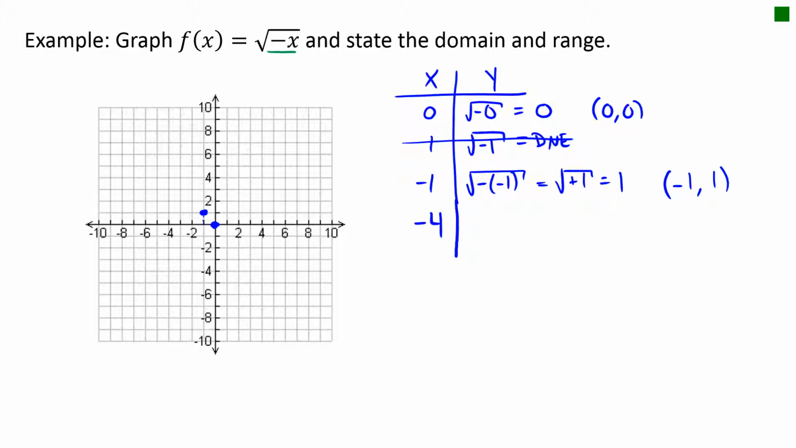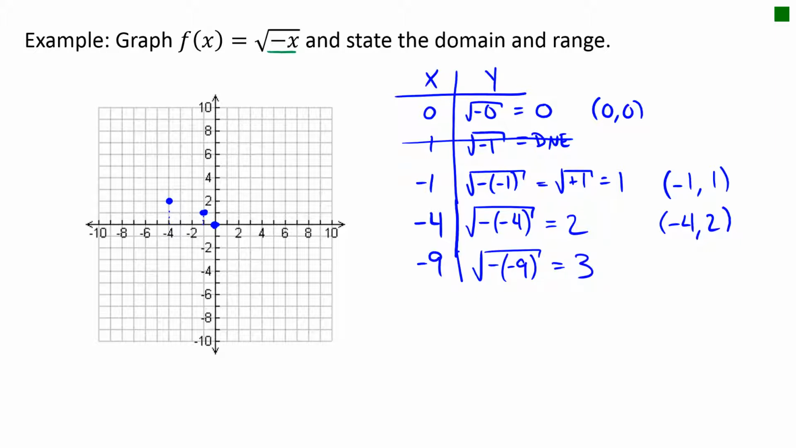Well, let's try negative 4, because I know that the square root of negative 4 is the square root of positive 4, which is 2. So that would be negative 4, comma 2 on the graph. Negative 4, up 2. And similarly, if we pick negative 9, we'll have the square root of negative 9, or the square root of positive 9, which is 3. So negative 9, comma 3. So you can see that these negatives often reverse the direction of the graph.